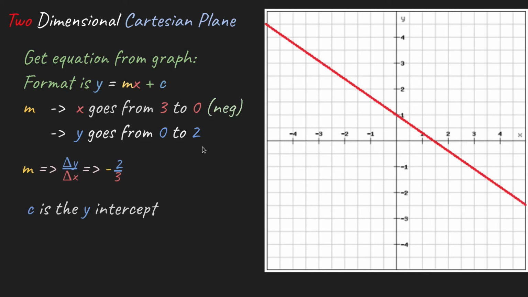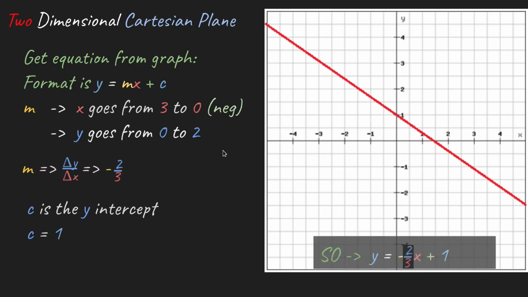Let's look at c. C we know is the y-intercept. Where does the graph cross the y-axis? It looks like it's minus 1. So c is minus 1. Very simple. Remember, along the y-axis, x is equal to 0, so that kind of goes away over there. So y is equal to c. C is equal to 1. So our formula for this line is y is equal to minus 2/3 of an x, or minus 2 upon 3x plus 1.